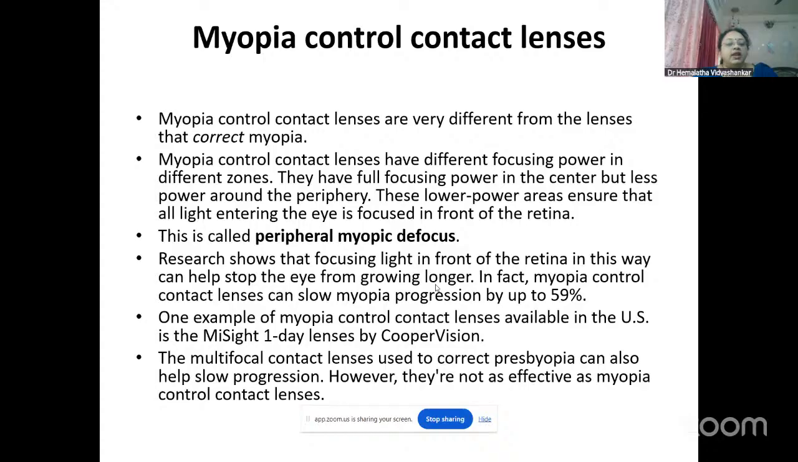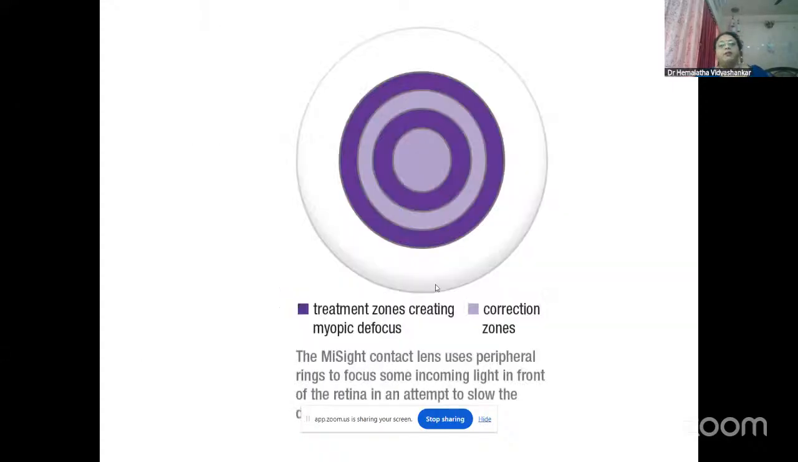So the commonly used Sunday disposable lenses by Cooper Vision, and in some cases they are also helpful in presbyopia, but their main role is in myopia progression. In comparison with glasses, there are some problems with contact lenses because the parent should be able to insert and remove. They have to maintain eye hygiene, and there is a chance of infection. So these are the problems with these contact lenses.